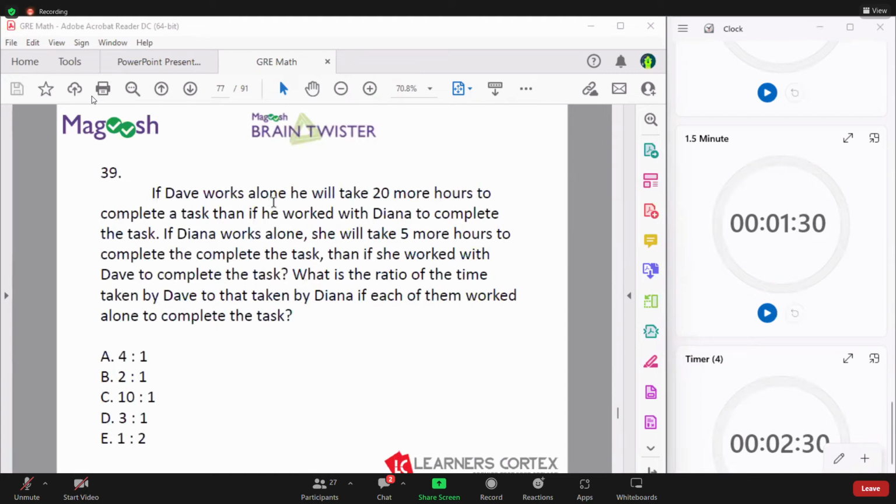If Dave works alone, he will take 20 hours more to complete a task than if he worked with Diana to complete the task. If Diana works alone, she will take 5 hours more to complete the task than if she worked with Dave to complete the task. What is the ratio of the time taken by Dave to that taken by Diana if each of them worked alone to complete the task? Anyone who wants me to discuss this question?